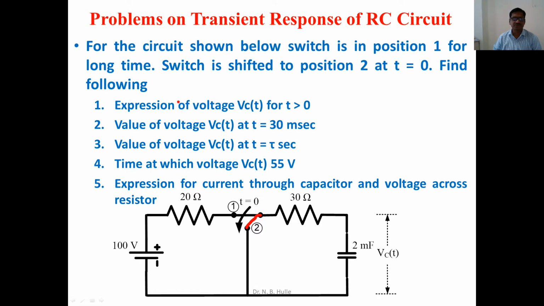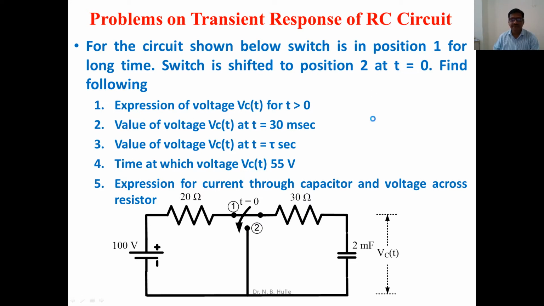In the second position, we are interested to calculate five values. That is, the expression for voltage across the capacitor, Vc of t for t greater than 0. The value of the voltage Vc of t at t equal to 30 millisecond. The value of the voltage Vc of t at t equal to tau. The time at which the voltage across the capacitor is 55 volt. And the expression for the current flowing through the capacitor and the expression for the voltage across the resistor. That is, whenever the switch is in position 2, the voltage across this resistance and the current flowing through the capacitor, these values we are interested to calculate.